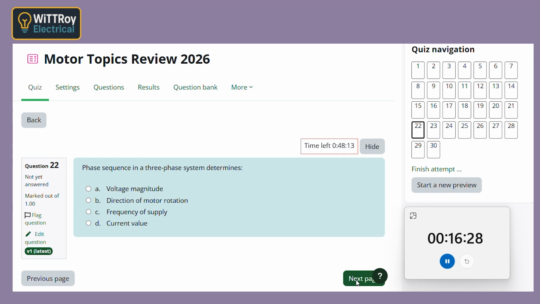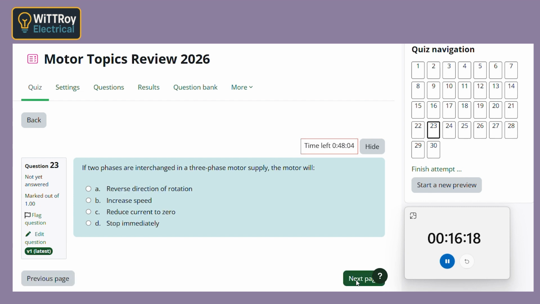Question 22. Phase sequence in a three-phase system determines what? Direction of motor rotation. Correct. Think of phase sequence as the order the three phases arrive. That order determines the direction of the rotating magnetic field. So if the order changes, the field rotates the other way. Yes, it does not determine voltage magnitude, it does not directly determine current value, and it does not determine frequency.